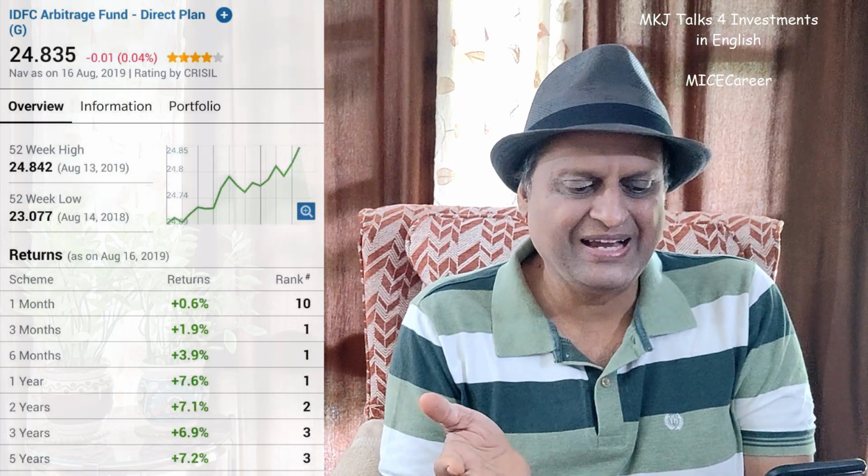Second is IDFC Arbitrage Fund. The same story repeats here. Look, on the lower side, the fund has earned 6.9%, that is over 3 years, and on the higher side, it has earned 7.6% per annum. 5 years return is 7.2%. Every time, on all periods, you will find it to be in profits, because they encash positive arbitrage situations. Positive arbitrage opportunities. So normally they never incur loss.